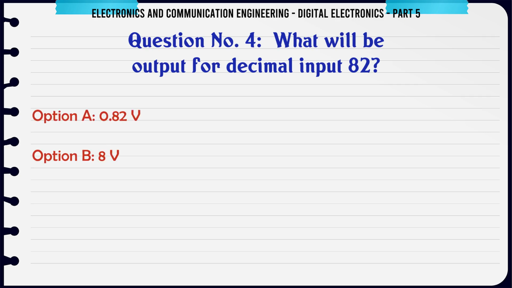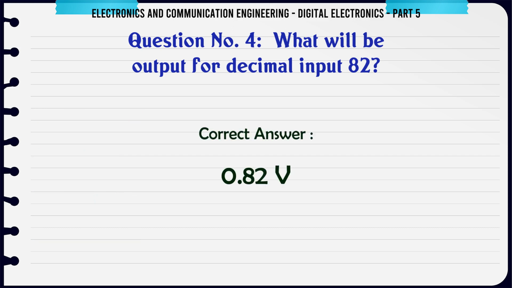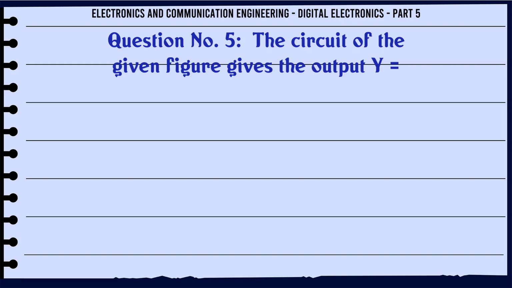What will be the output for decimal input 82? A. 0.82V, B. 8V, C. 0.1V, D. 10mV. The correct answer is 0.82V.